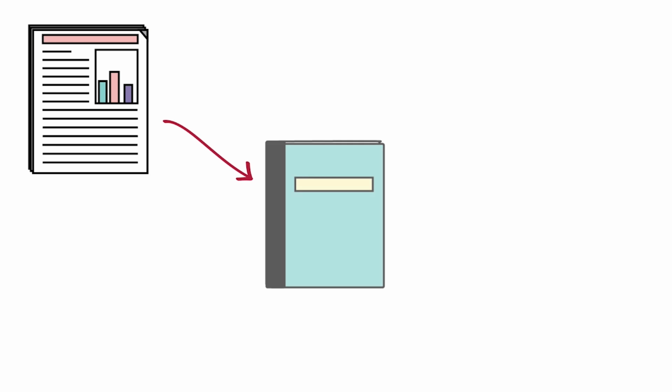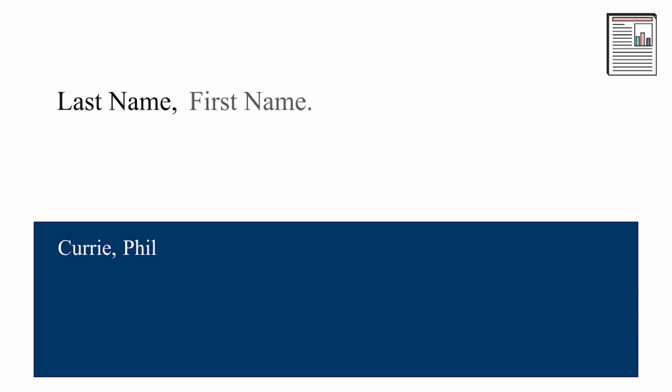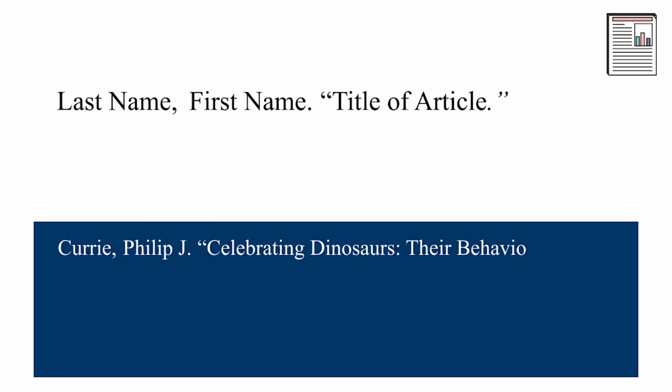Citing an article gets a bit more complicated, since they often are within two containers. An article is inside of a journal, which is then inside of a database. First, we describe the article itself. Author last name, comma, author first name, period. Title of article in quotation marks, period. An example citation for an article appears: Curie, Philip J., period. Celebrating dinosaurs, their behavior, evolution, growth, and physiology, in quotation marks, period.